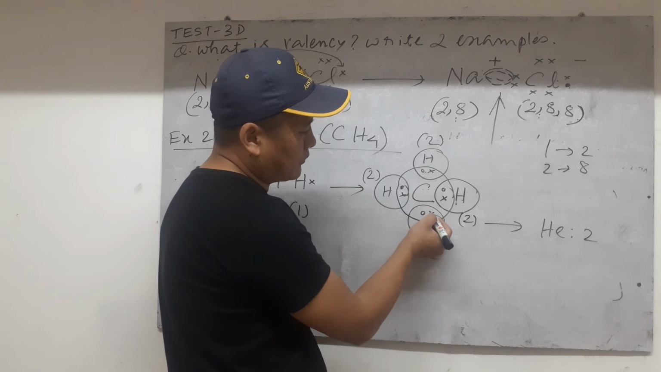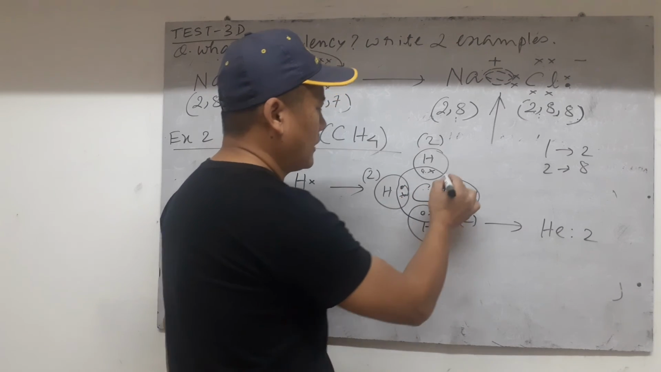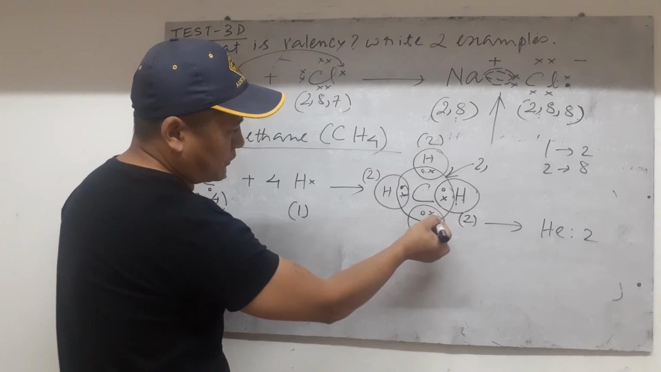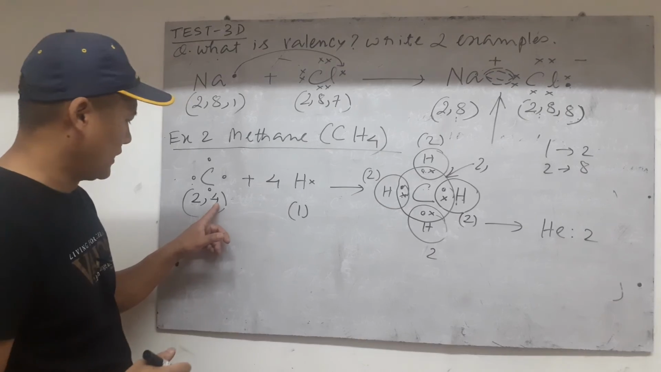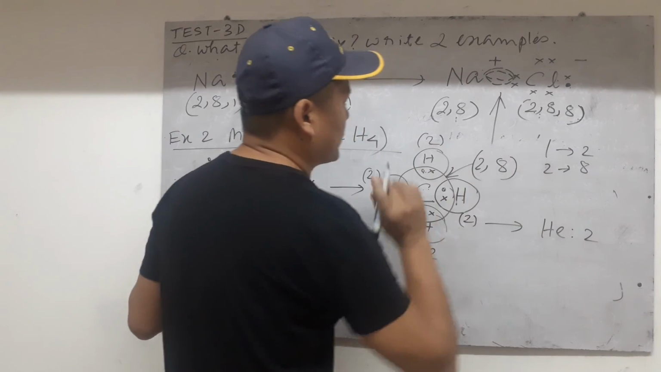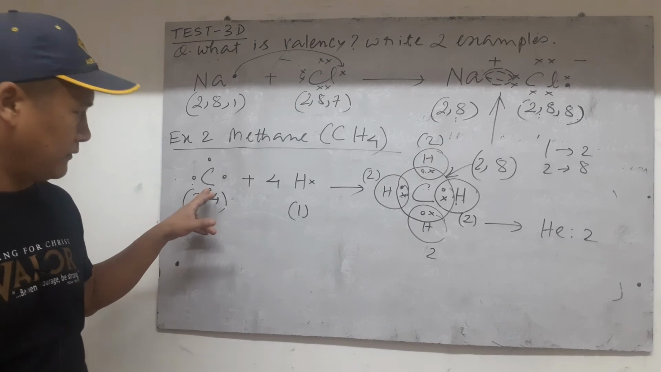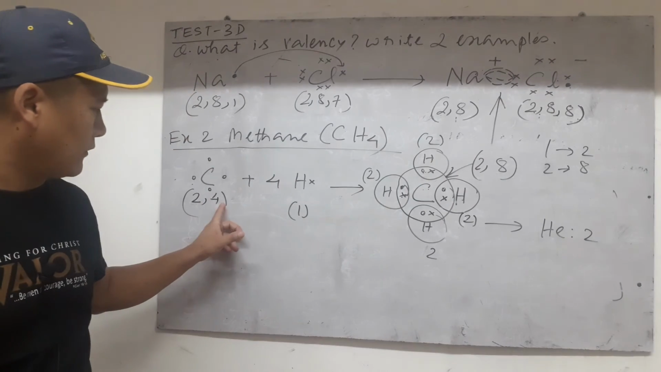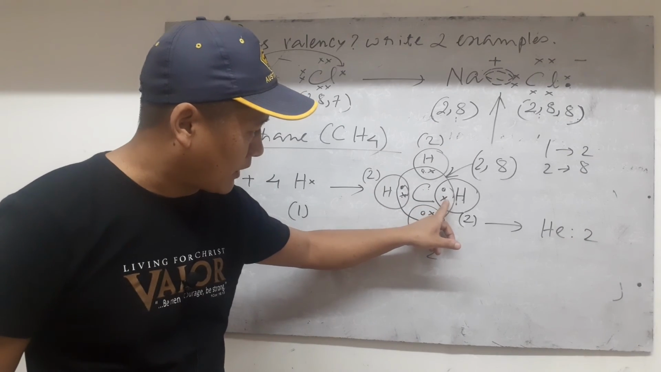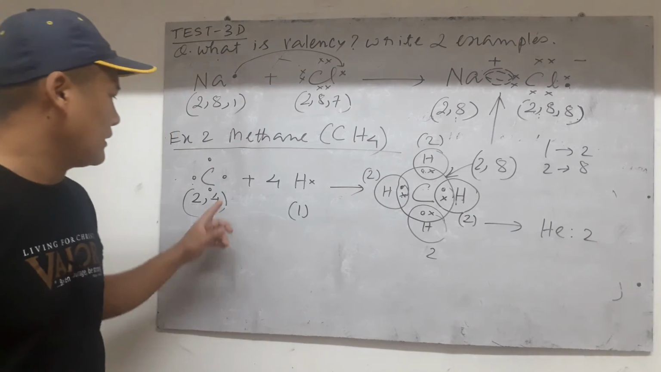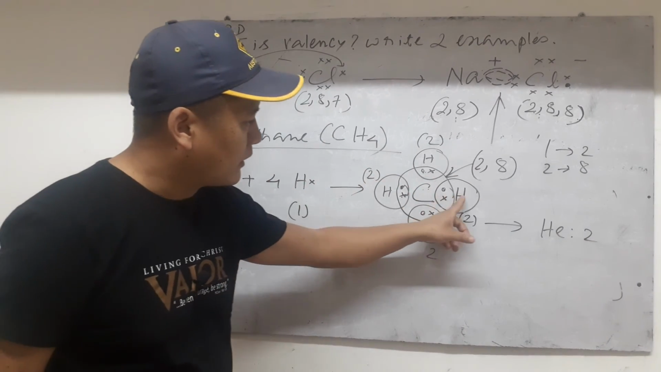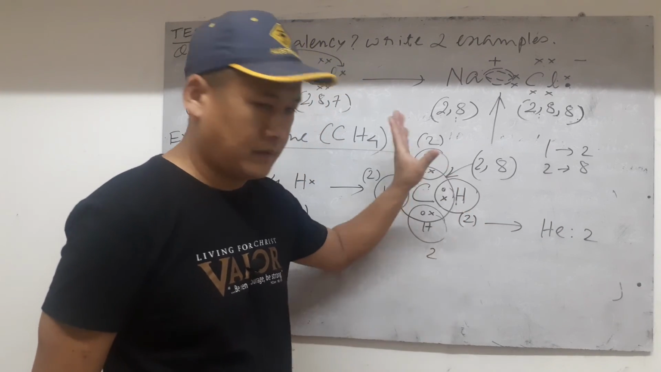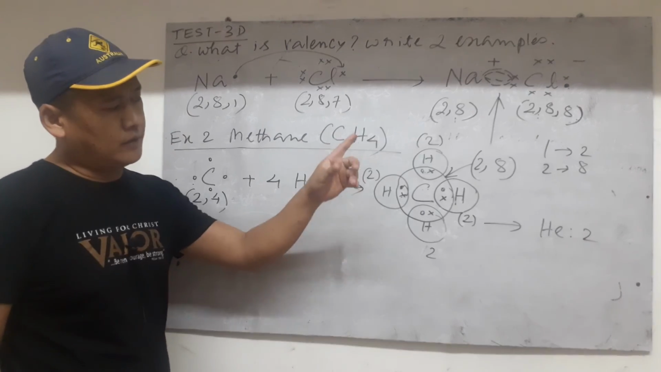Now around carbon, how many? 1, 2, 3, 4, 5, 6, 7, 8. So this carbon has now become 2, 8: 4 gained, or 4 shared. So 4 plus 4, 8, and has the configuration of neon now. So how does the carbon achieve the configuration of neon? By taking 1 from each of the 4 hydrogens to make 8. All the crosses are hydrogen: 1, 2, 3, 4, 8. And how does the hydrogen achieve helium? By taking 1 from carbon to form helium for each. So this is the example here.